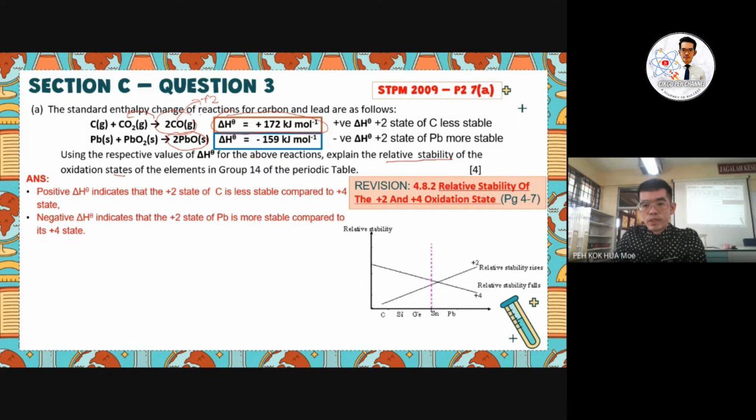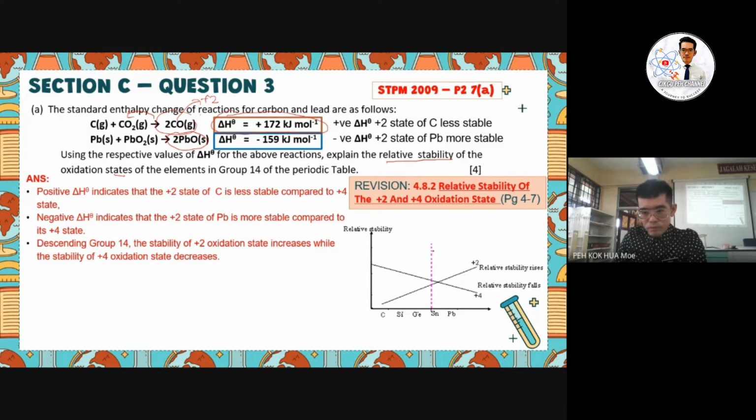Okay, so again, we can relate to the graph which we have already learned at section 4.8.2 here. You can see from the graph, descending group 14, from carbon to lead, the stability of the +2 oxidation state will increase, while the stability of the +4 oxidation state will decrease.